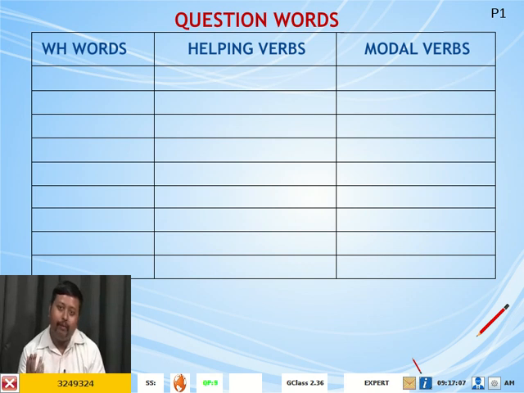We have 2 or 3 kinds of verbs. We have principal verbs, then modal verbs, helping verbs. Helping verbs is something that helps the main verb. Okay? It's like is, are, and all. And modal verbs are something that tells us about the surety of the thing. Must be done, should be, things like that.